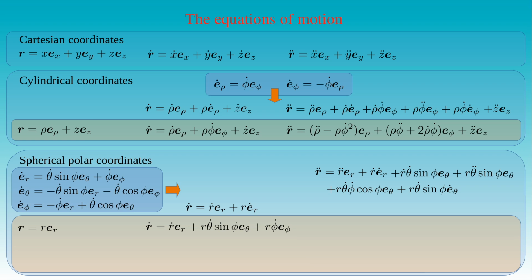The derivative of the third term in r dot, that is of the expression r times phi dot times e phi, is equal to r dot times phi dot times e phi. Plus r times phi double dot times e phi. Plus r times phi dot times e phi dot.